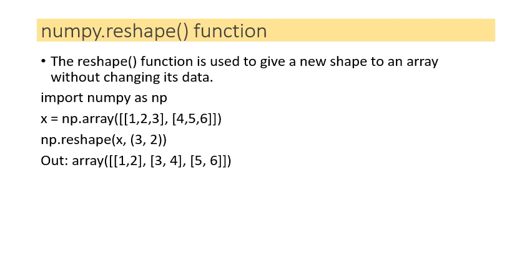The NumPy reshape function gives a new shape to an array without changing its data. So importing NumPy as np, x equals np.array 1, 2, 3, 4, 5, 6. Then your np.reshape could be x, 3, 2, where the output could be 1, 2, and 3, 4, right, and 5, 6. So you actually reshape the array. That's one of the ways.